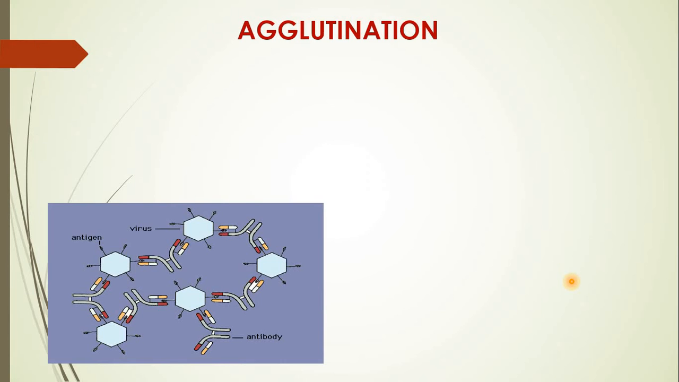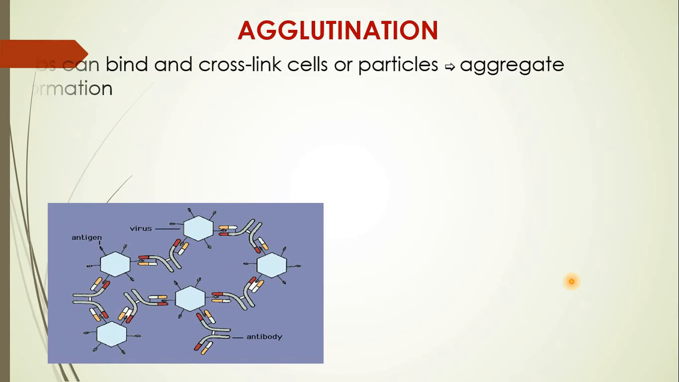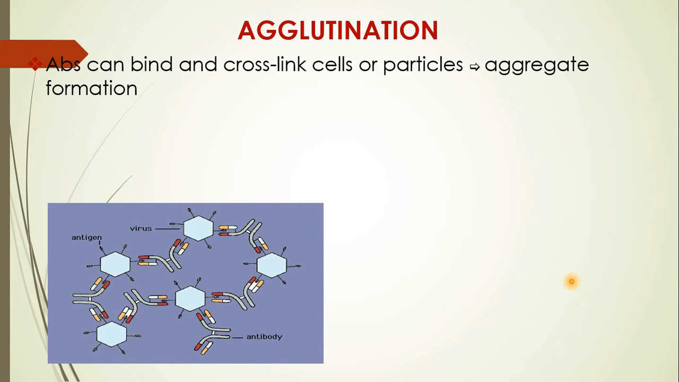Now let us talk about agglutination. Agglutination is seen when antibodies bind and cross-link the cells or particles. As a result, a clump is formed, and this clump is always seen in an aggregated condition.